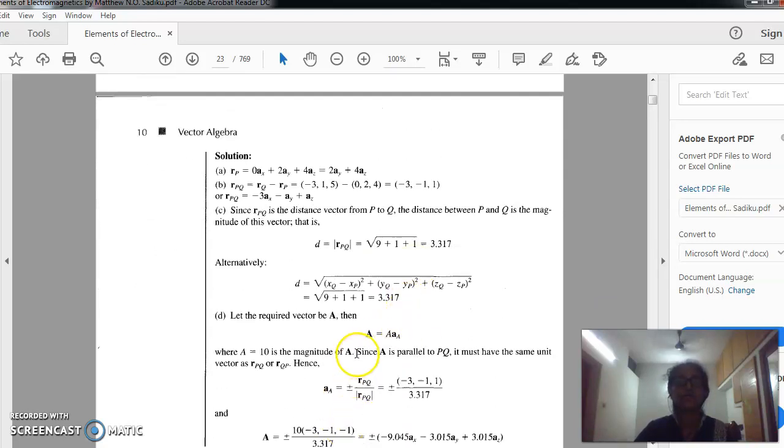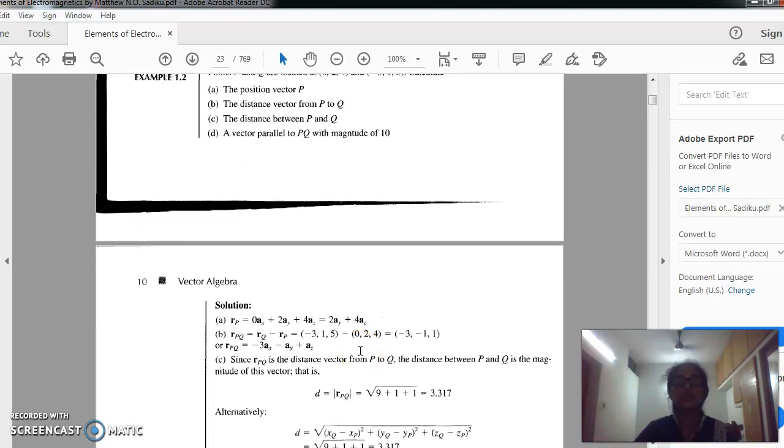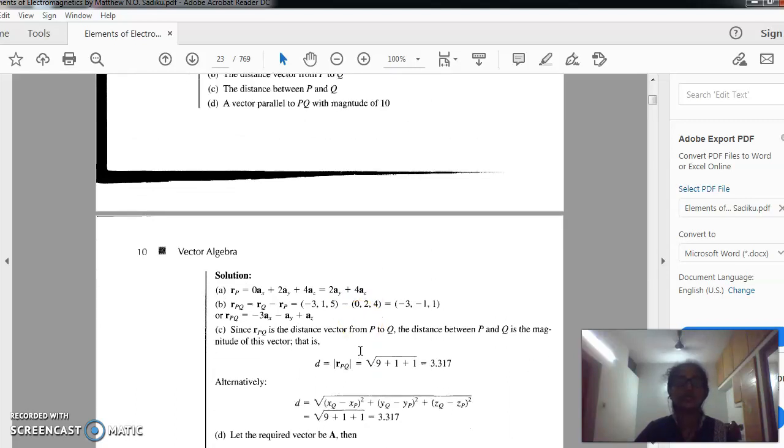Then the third part, I want you to work it out. You have to find a vector parallel to PQ with magnitude of 10. See, how do we find a distance vector with magnitude, the distance between P and Q? So simply find the distance between the 2 points. It is the magnitude of this distance vector, which we already found, RPQ. The magnitude of that is the third part of the question.